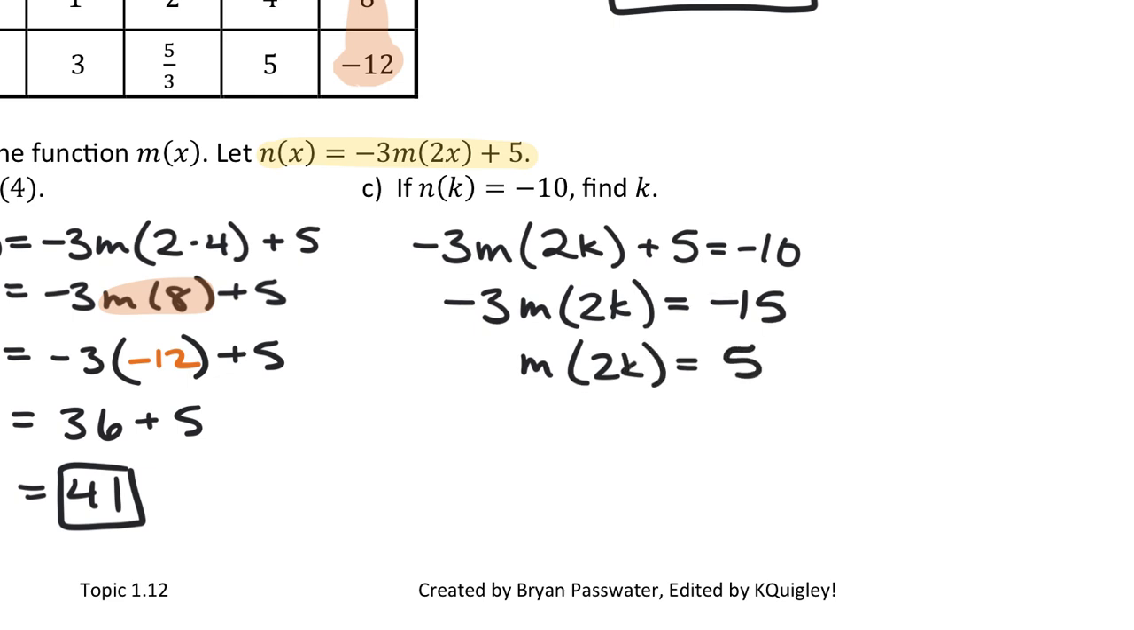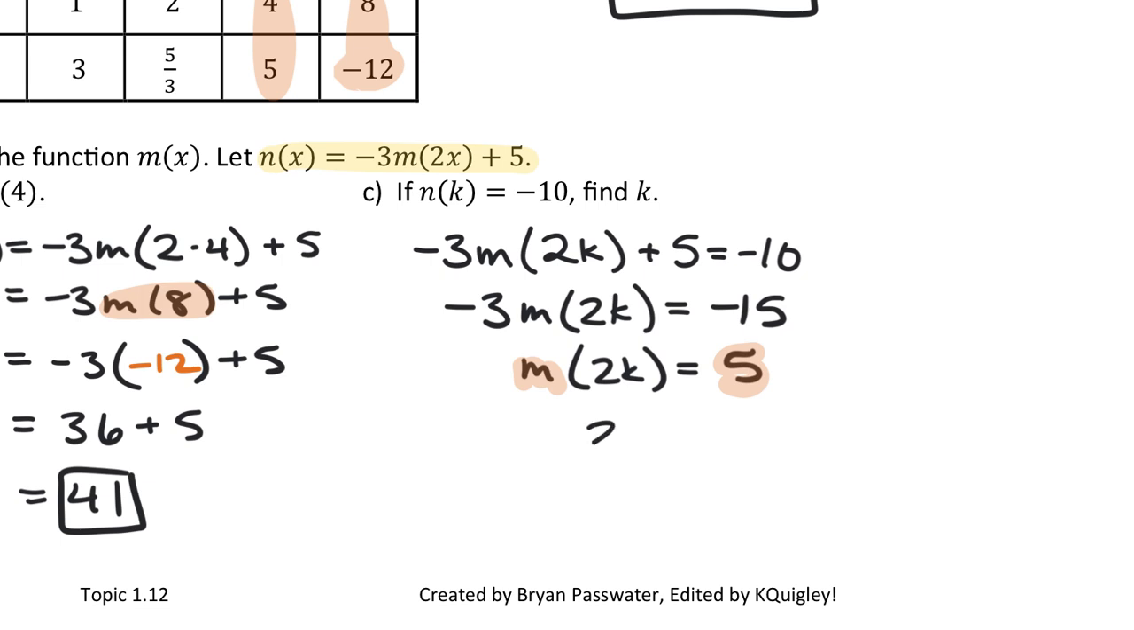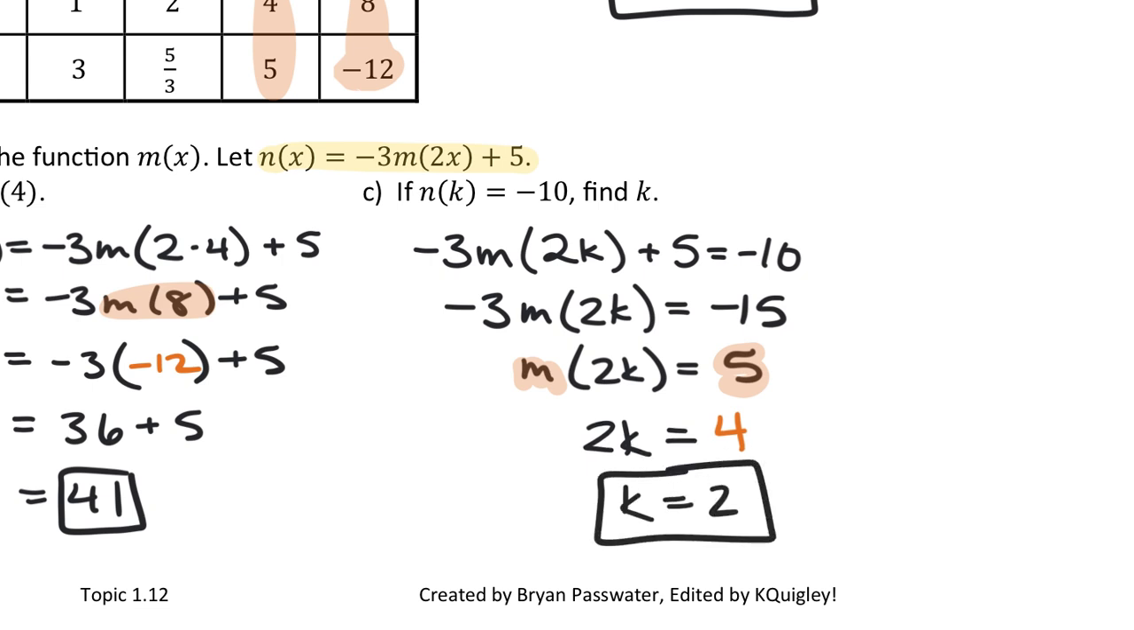That's 5. Then we read our graph because we've got m isolated. When m is equal to 5, what is the input value? 4. Oh, just barely can't see it. When the output value is 5, the input value is 4. So I know that this 2k, the input value, should be equal to the input value of 4. And voila, just divide by 2 on both sides, you get the answer 2. If we got stuck on C, we probably got stuck on the m of 2k equal to 5 bit. Remember, that's an output value, so you look at the outputs of m to find the input that creates 5.